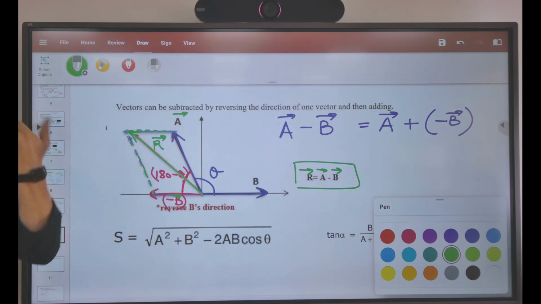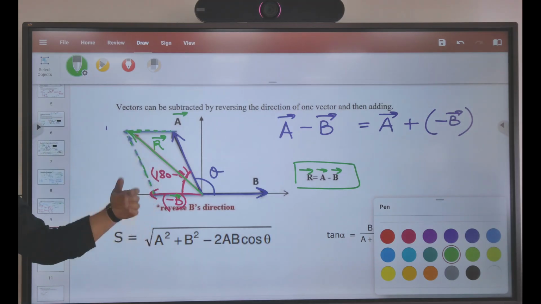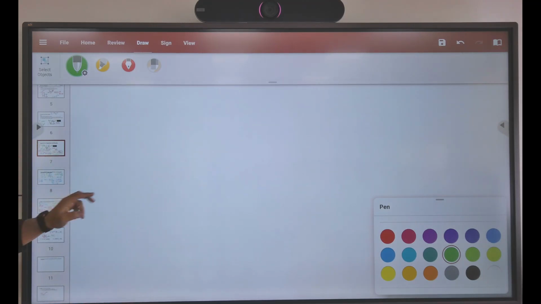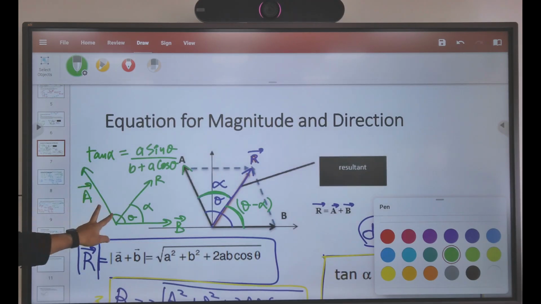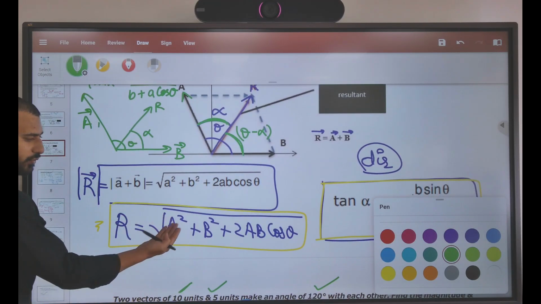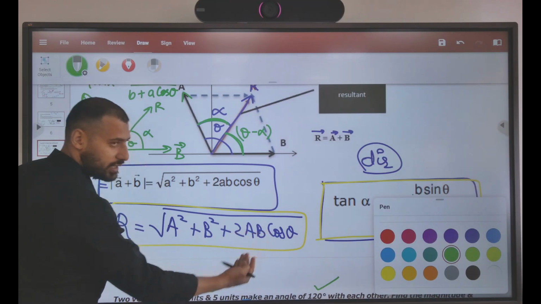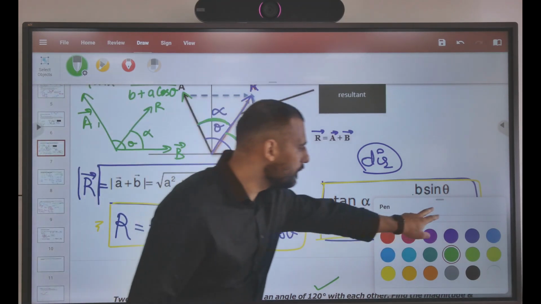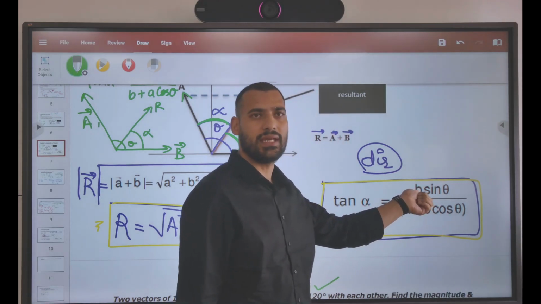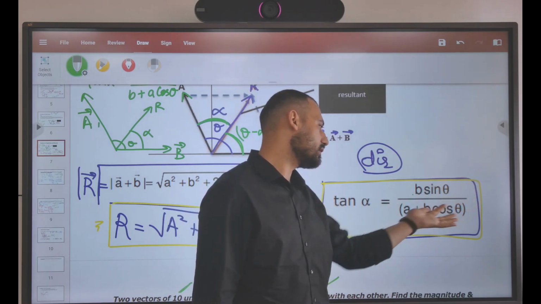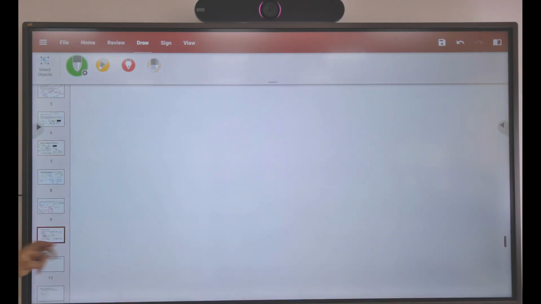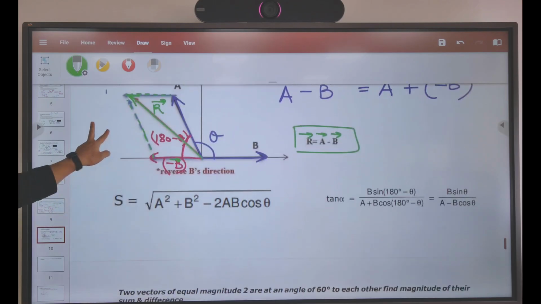Now again the same thing. How do you find the magnitude of this resultant and the direction of this resultant? Do you remember the formulas for the previous case? When you added two vectors, the formula was square root of a square plus b square plus 2ab cosine theta. And to find the angle, if you remember, I told you it starts with one of the vectors with which the angle is not given. So it is b sine theta divided by a plus b cos theta. Similar thing in subtraction as well. In subtraction we have two formulas.